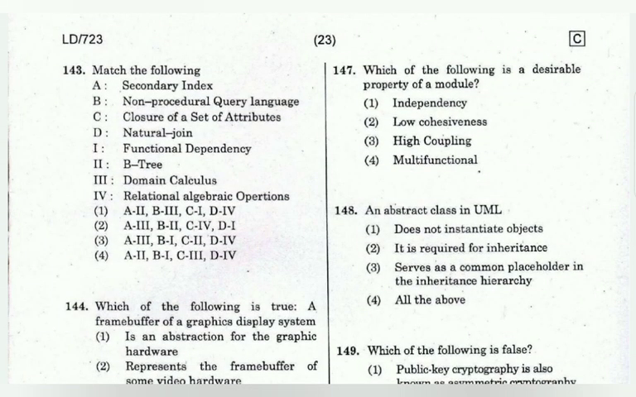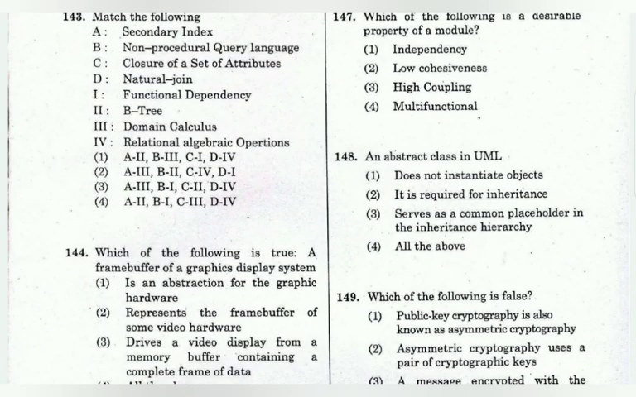Which of the following is a desirable property of a module? Independence, low cohesiveness, high coupling and multifunctional. So from the given options, independence is the correct answer. Independence is a desirable property of a module to ensure reusability and maintainability. An abstract class in UML is: abstract class in UML doesn't instantiate objects. It's required for inheritance and used as a common placeholder in class hierarchy. So option 4, all of the above, is the correct answer.